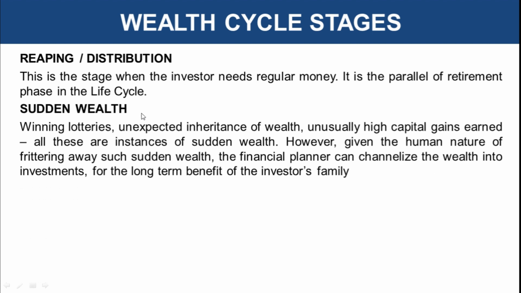Then there is this wealth cycle stage which is referred to as sudden wealth. So it's like winning lotteries. It's like unexpected inheritance of wealth, any property from your ancestral property, unusually high capital gains, and so on. So these are some examples of sudden wealth, and this should not be just spent without planning in a good way.